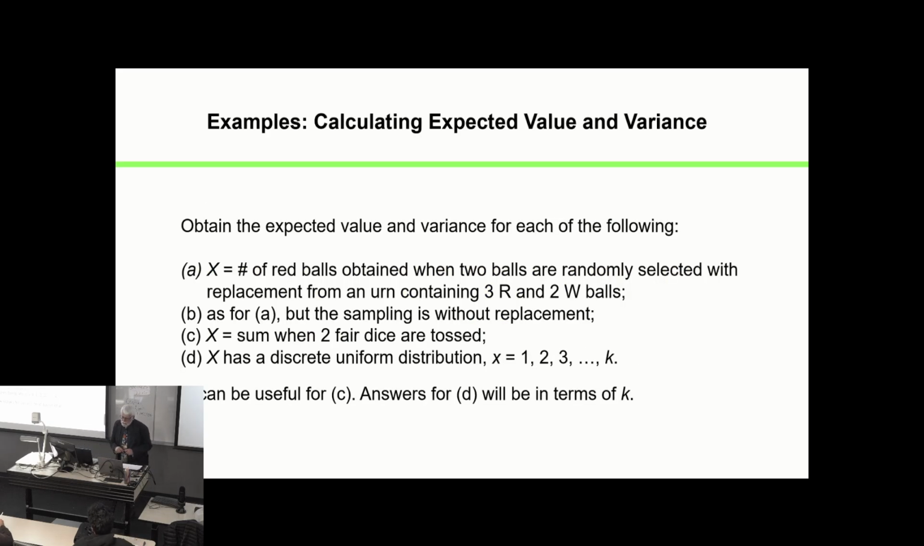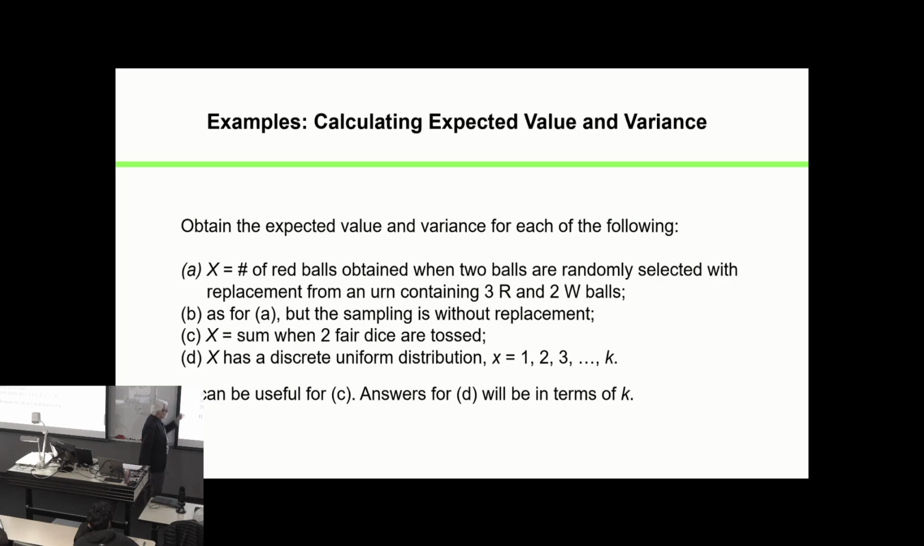But here's some others of just some examples for calculating expected value and variance. A and B are kind of interesting because this is, again, just a simple draw 2 balls from an urn containing 3 red and 2 white balls. And A is done with replacement, B is done without replacement.